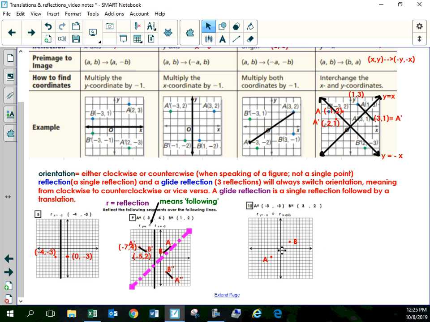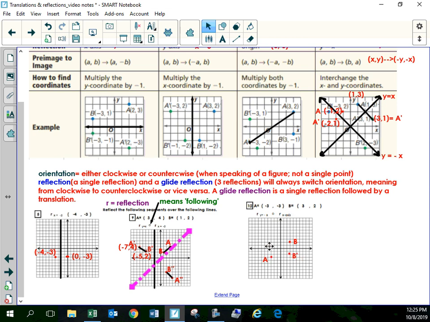Remember, this is the x-axis right here. So I just reflect this over. Count how far to get there and go down. So it took me 2 to get there, so I go down 2. 1, 2. So I go down 2 more. 1, 2. There's B prime. Right there, B prime.